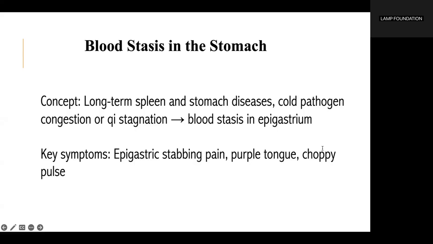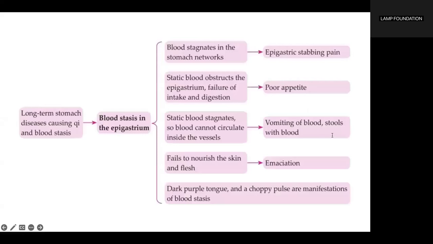This is caused by long-term spleen and stomach diseases, cold pathogen congestion, or Qi stagnation, all of which lead to blood stasis in the epigastrium. Key symptoms: epigastric stabbing pain, purple tongue, and choppy pulse. Clinical manifestations: epigastric stabbing pain, which is fixed in one place, pain aggravated by pressure and more severe after meals, poor appetite, emaciation, hematemesis, vomiting which contains blood, hematochezia, which is blood in the stool, a dark purple tongue, and a choppy pulse.